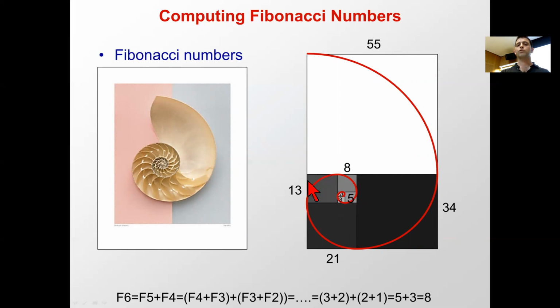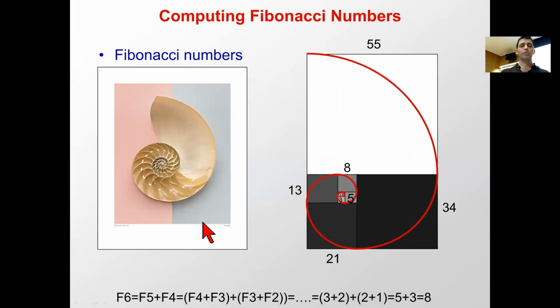And that leads to this formula that basically starts with a square of side length 1, and then another square of side 1. And then the next square is going to be the sum of those two. And the next square is going to be the sum of those two, and the sum of those two, and so forth. Okay? So that leads to the series of 1, 1, 2, 3, 5, 8, 13, 21, 34, 55, which basically results in a Nautilus shell.